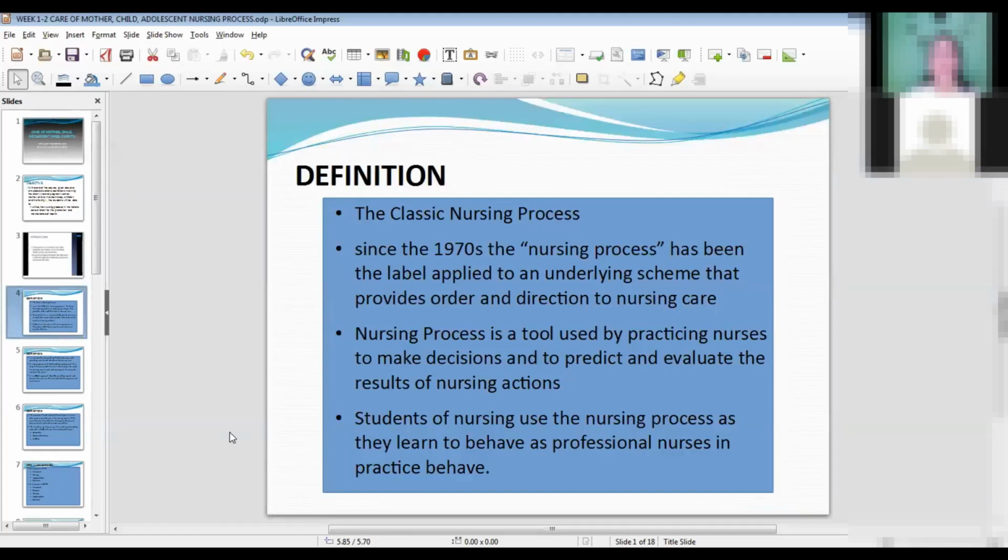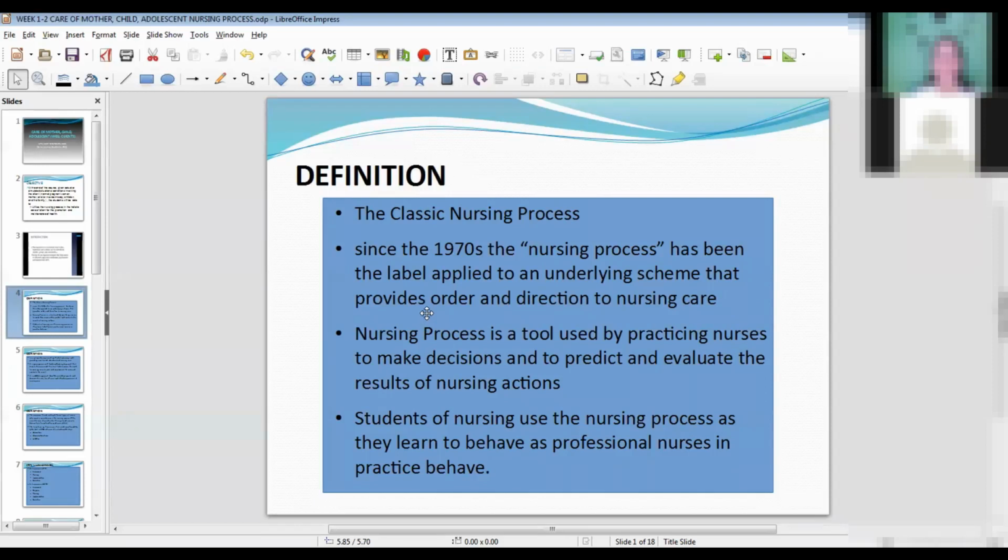The classic nursing process. Since the 1970s, the nursing process has been the label applied to an underlying scheme that provides order and direction to nursing care. So again, order. This nursing process serves as our guide so that we have something to follow in taking care of our patient. It gives us order and direction: which one should come first and which one is next in the interventions or actions that we are going to do to address the needs of our patient.